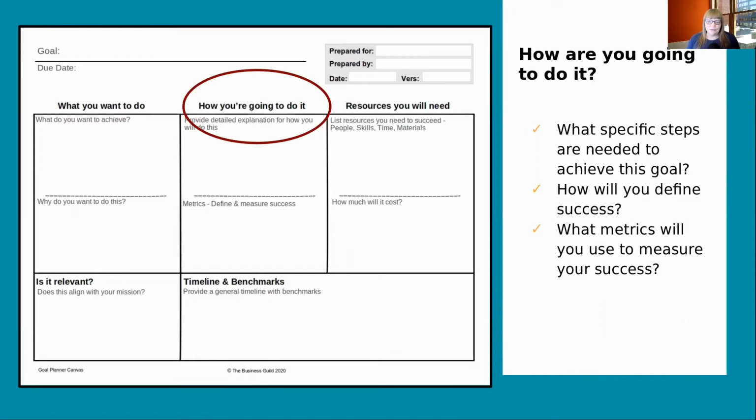This section is the foundation of your goal, and you do need to know the answer so that you don't look up 6 months from now and wonder why the heck you're no closer to achieving your goal than you were when you started.